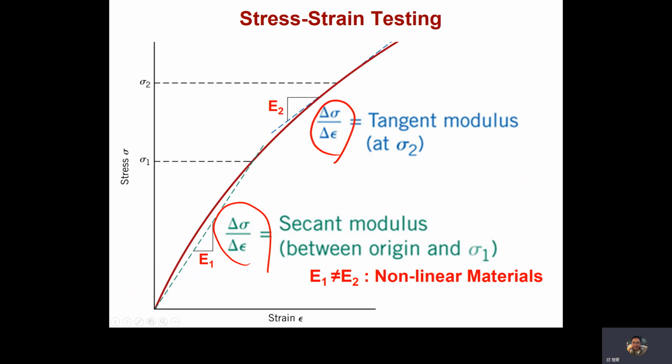And these two moduli are not the same. If these two moduli are not equal, it means that this material is nonlinear.